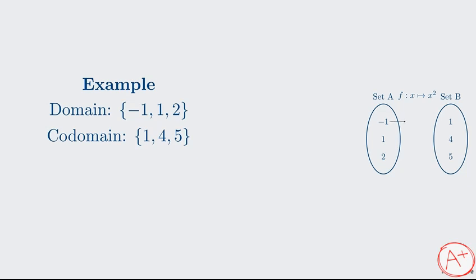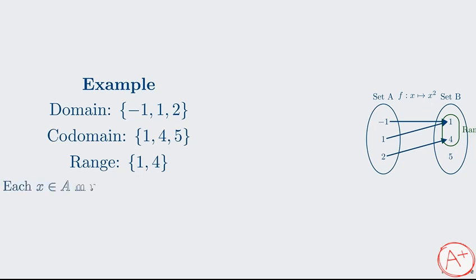-1 squared is 1, 1 squared is also 1, and 2 squared is 4. Notice that while the codomain is the set of all possible values, the range is the set of actual outputs. Here, the range is just 1 and 4. Even though -1 and 1 both point to the same output, this is still a function because each input points to exactly one value.